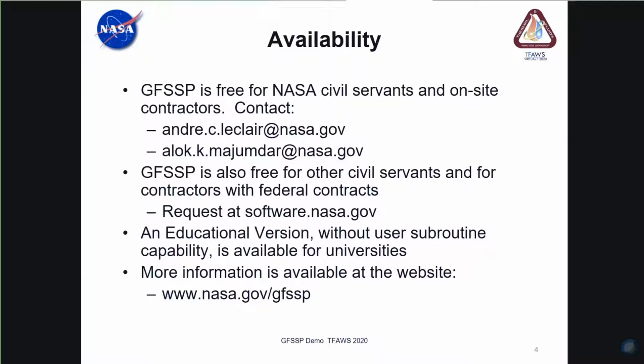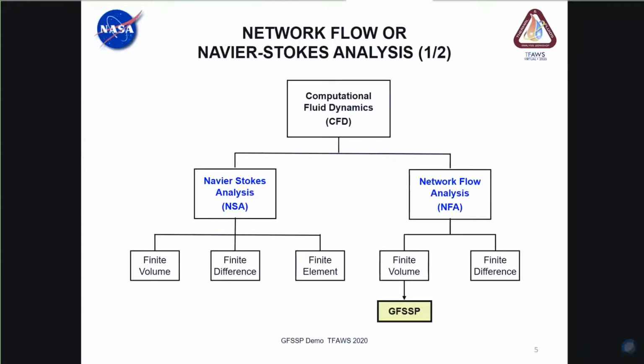But that has to be requested at software.nasa.gov. We also have an educational version available at software.nasa.gov. It lacks Fortran user subroutine capability, but otherwise contains all the built-in features of the code. And many universities have used it when teaching senior level thermal design classes in mechanical engineering. We have more information available at our website, nasa.gov/GFSSP, including our user manual, our class notes, and several papers that have been written over the years with different GFSSP models.